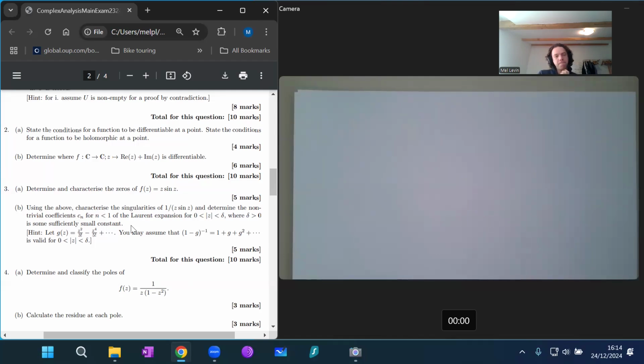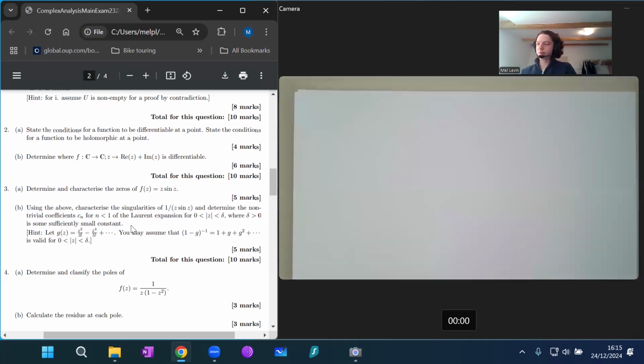But what do they mean by characterize? So we'll see what that means in a second. But first, let's just determine where the zeros of this function actually are.